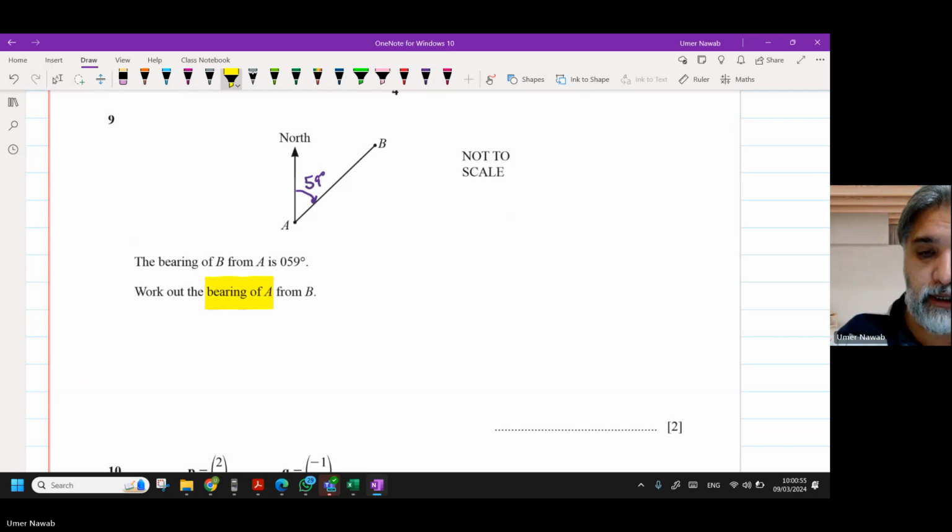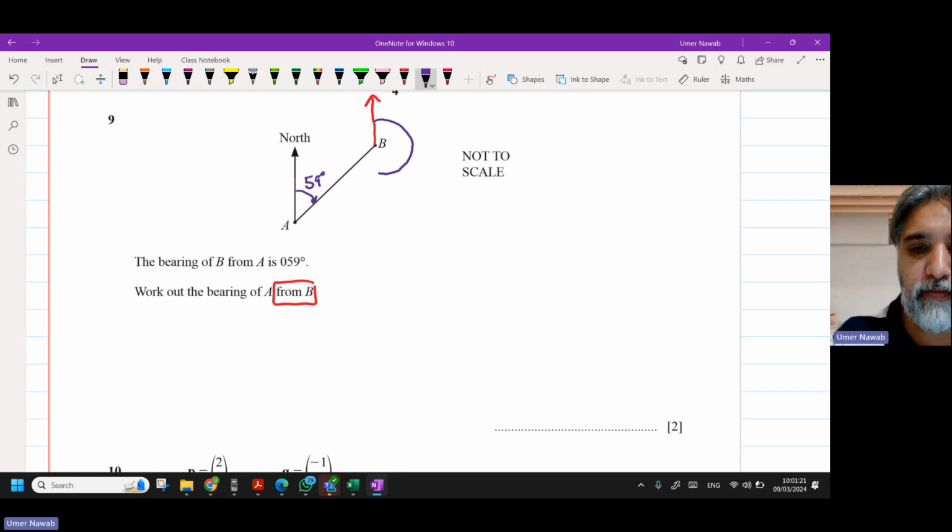Now, he is changing the order. So instead of B from A, now he's asking what is the bearing of A from B? So from B is important. You have to draw the north at B. Now from the north of B, you move towards the line of AB clockwise. So this much angle you covered.